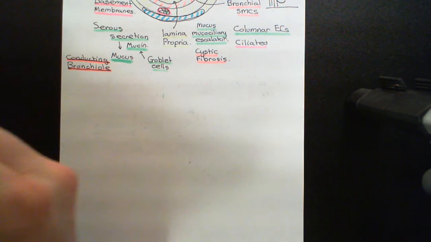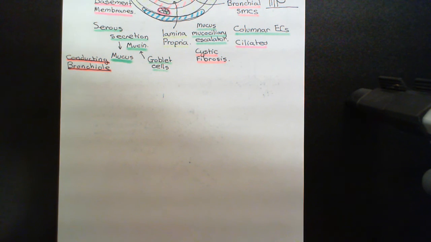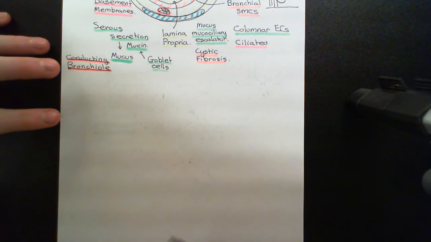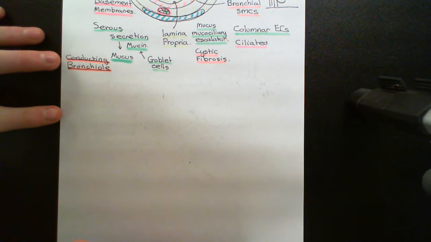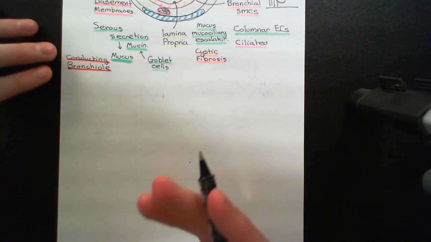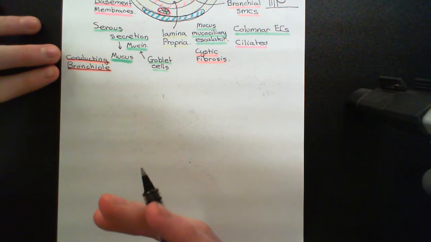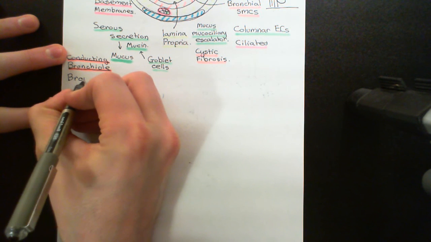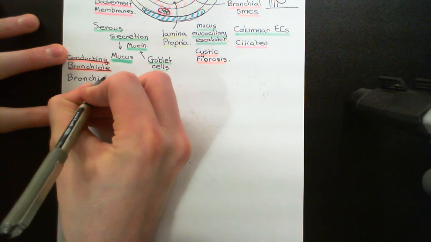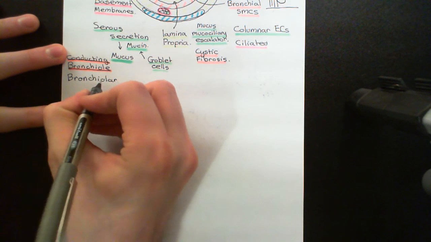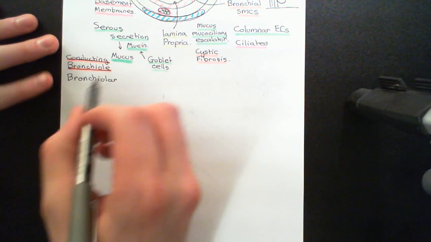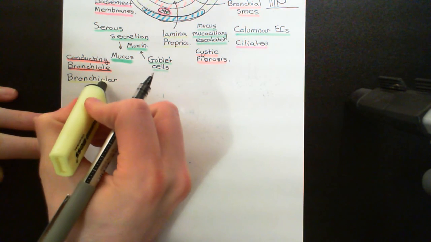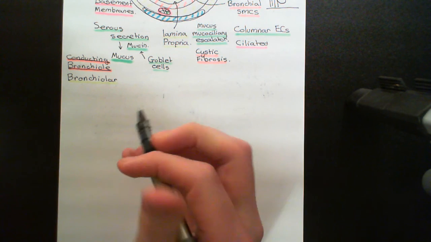Okay, so what's the outer layer then going to be for the conducting bronchiole? Well, it's going to be the bronchial smooth muscle layer, or you could even call it bronchiolar smooth muscle cell layer now, since we are talking about a bronchiole rather than bronchi. So bronchiolar is the equivalent adjective to bronchial. It means pertaining to a bronchiole. Okay, so the bronchiolar smooth muscle cell layer then now.